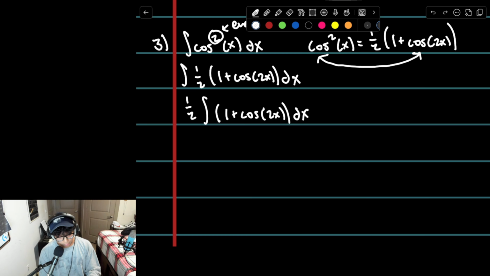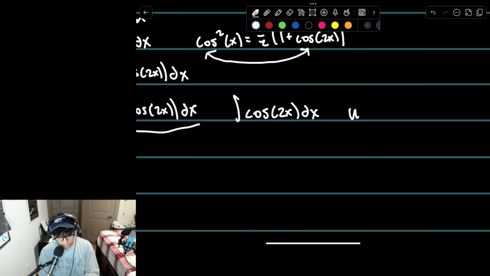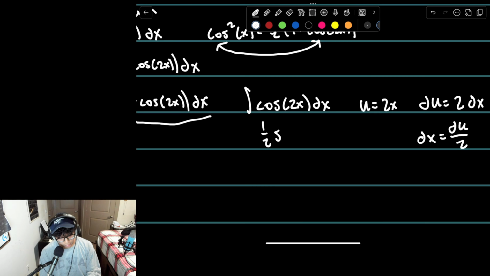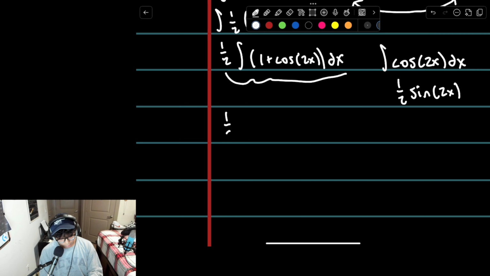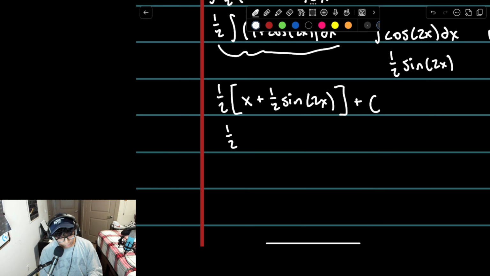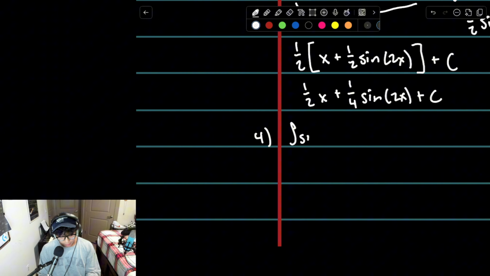We could then simply integrate this, but first let's try to integrate this cosine of 2x first. In this case, this is just a simple u substitution, making u equal to 2x, du equal to 2 dx, and dx equaling du over 2. This then leaves us with 1/2 sine of 2x. And knowing that, we could just integrate everything, which is 1/2 times x plus 1/2 sine of 2x plus c. And distributing all of this, we get 1/2 times x plus 1/4 sine 2x plus c. And there we go. Now, last but not least, I would like you to do this problem on your own.